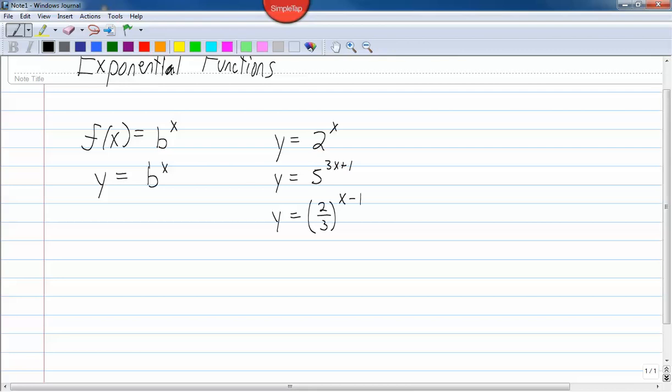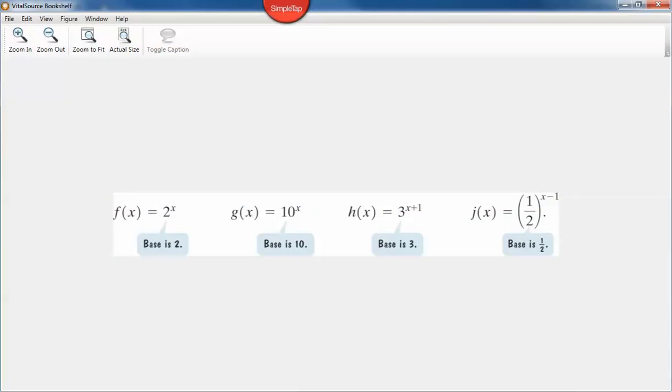Okay? The base cannot be negative. The base cannot be a variable. So we need to have a positive number as our base, and then we have our variable part in the exponent. All right.